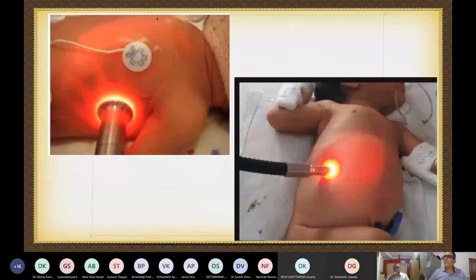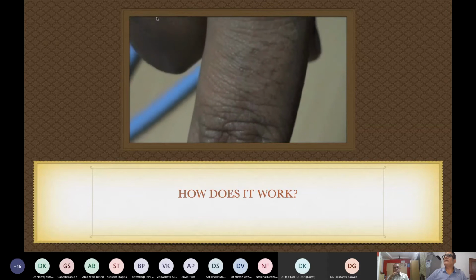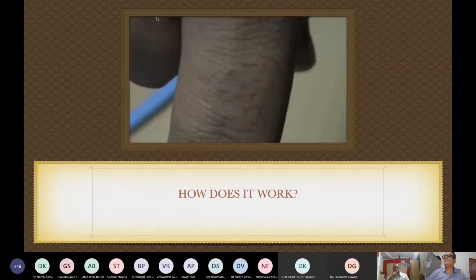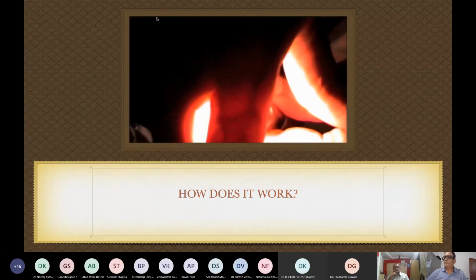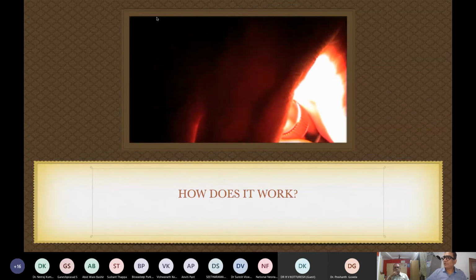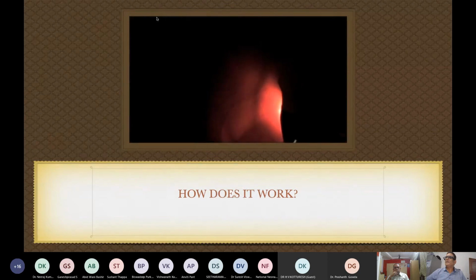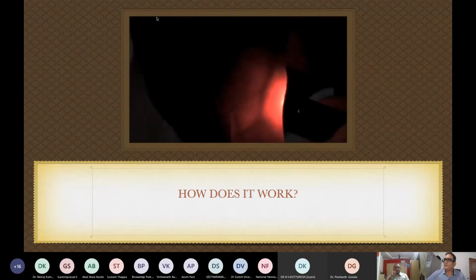Now, I will show you how it works. So this is an adult finger, and obviously you cannot see any vein in this area, right? This is just for demonstration purpose. But if you look at, if I put the transillumination device, right? So you can see that the veins are beautifully visible, right?